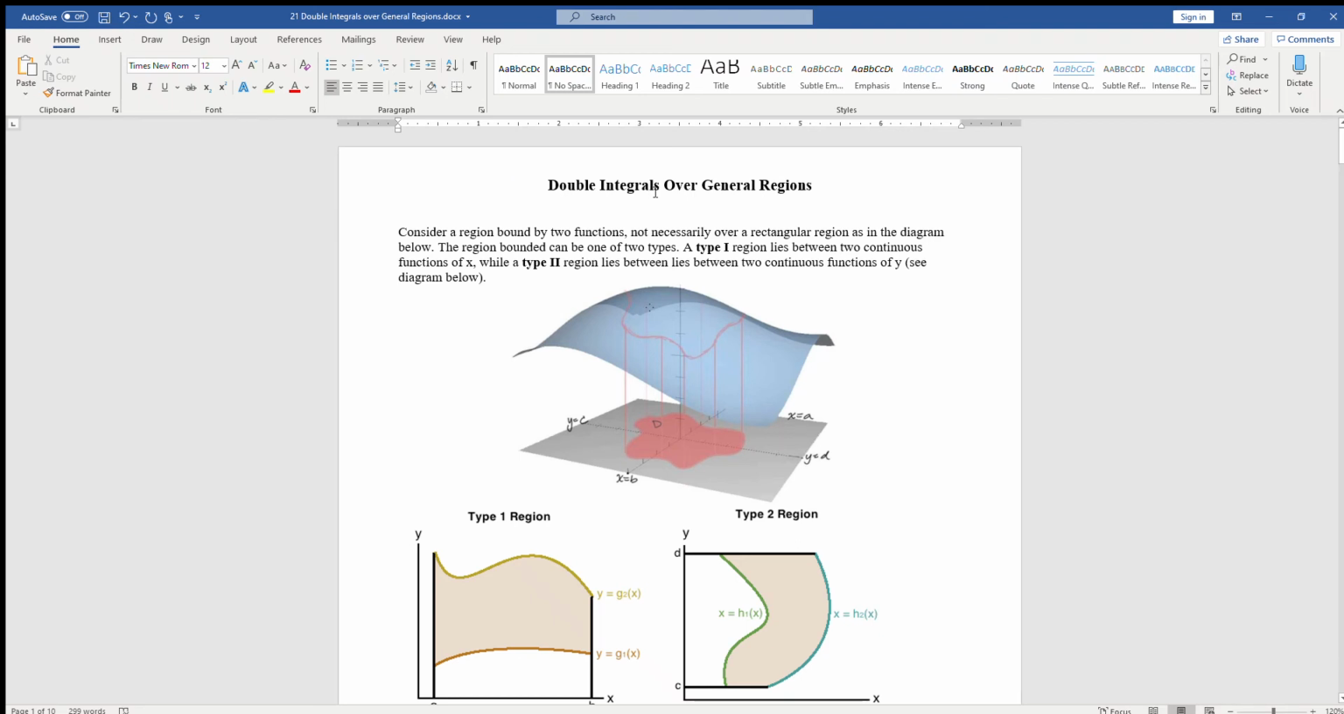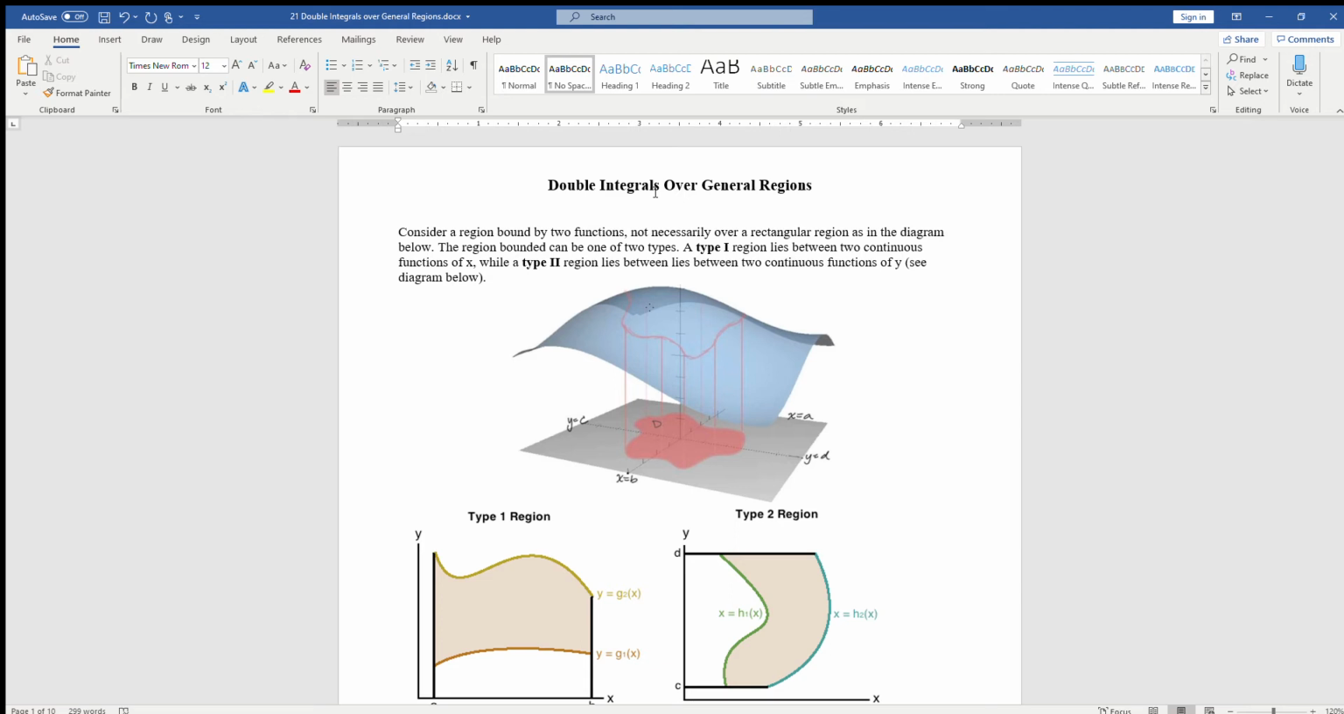Okay, so before we can talk about performing double integration over general regions, we have to talk about how it differs from what we looked at in the previous section. In the first section, we looked at rectangular areas only. But what if we wanted to evaluate a double integral over any region?